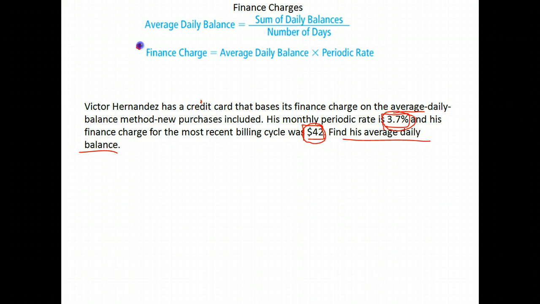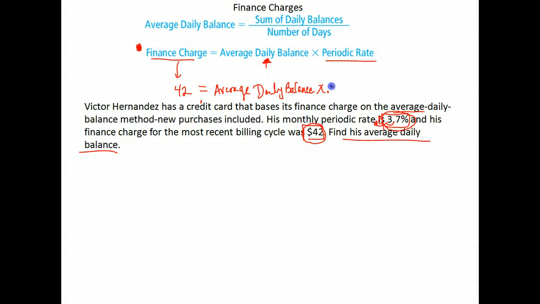So if we look at this formula right here, if we know the finance charge and the rate, the only thing missing is the average daily balance. So we can use this equation to solve and find our average daily balance. We fill in the information that we know. We know the finance charge was $42, so we put $42 right here. We don't know the average daily balance, so we're just going to leave that as the average daily balance. We do know the periodic rate was 3.7%, which we changed to a decimal before using.